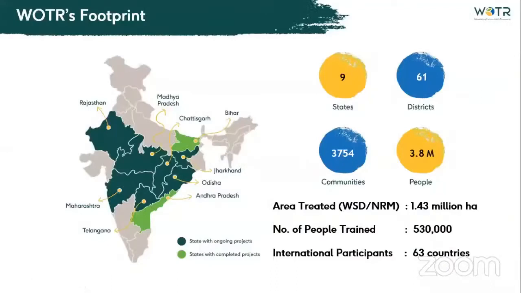Yeah, so just before going directly to the presentation, I would like to give a few minutes to our organization's information. So Watershed Organization Trust was established in 1993 and has vast and pioneering work in watershed development in Maharashtra. Currently, we are working in 7 states and we have covered around 61 districts. We have trained various people from community level, the government, NGOs, the other stakeholders, and also international participants as well.